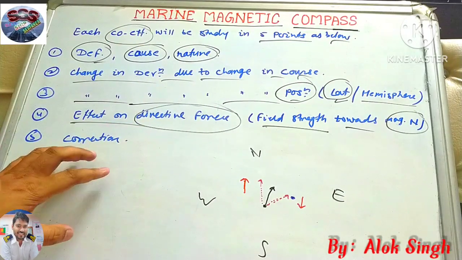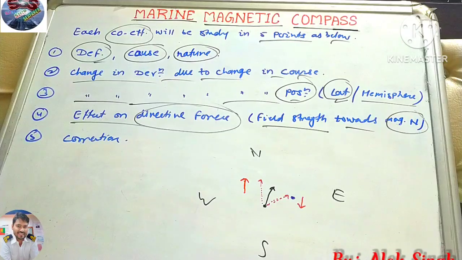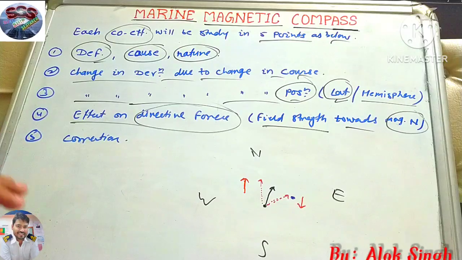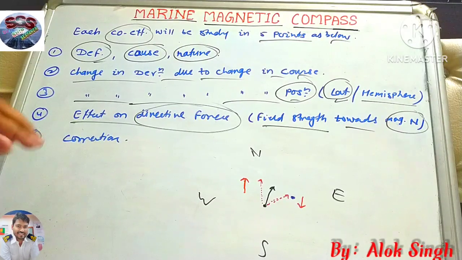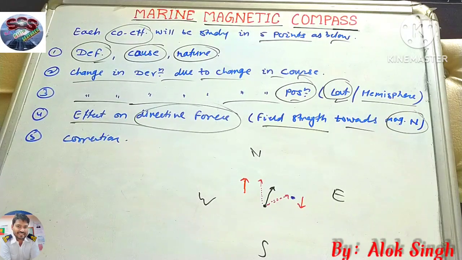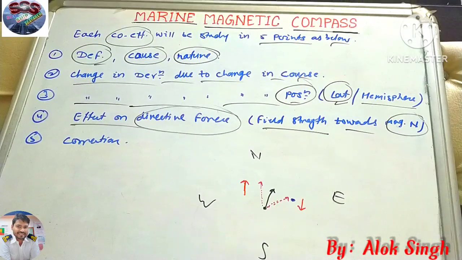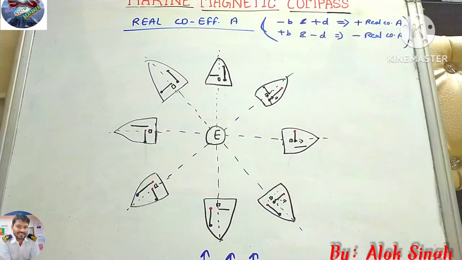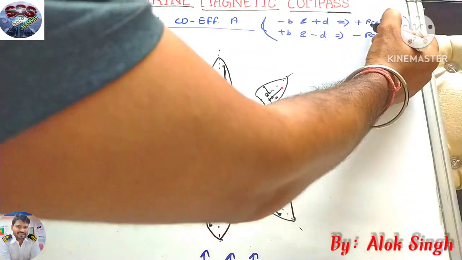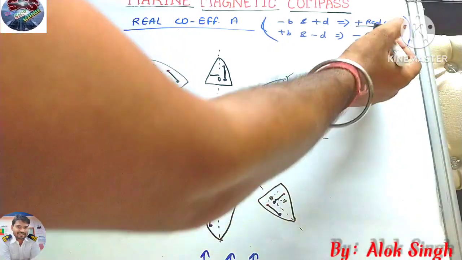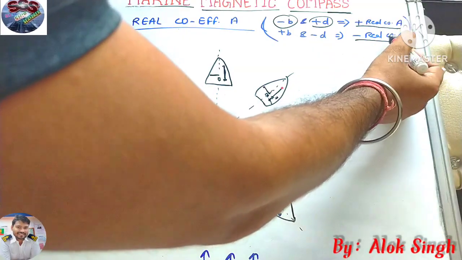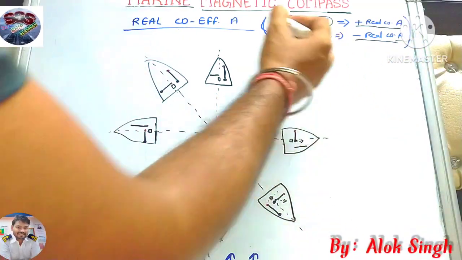After this, we'll see the correction, meaning how we can correct that particular coefficient or error, which type of corrector we need to use, or which type of correction is being used on board. So now we'll start with real coefficient A and go one by one to the others. Real coefficient A has plus real coefficient A and minus real coefficient A. Plus real coefficient A is formed by minus B and plus D rod, and minus real coefficient A is just the opposite, plus B and minus D rod.